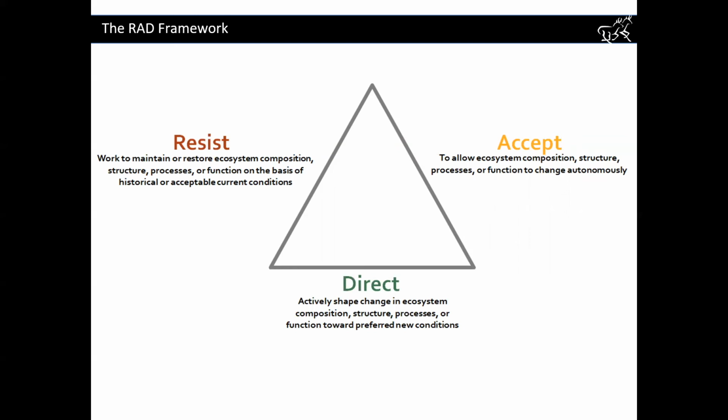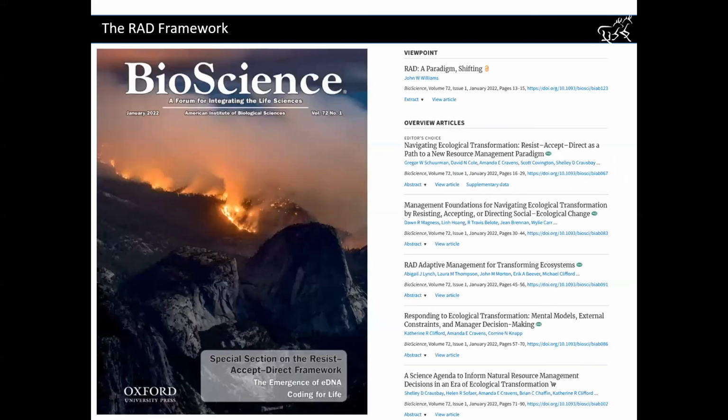Or you're going to accept the changes that are just going to happen autonomously because of climate change or because of global change. You'll accept that complete turnover of the community, or you can direct it and actively shape the direction, the ecological trajectory your system takes. So the RAD framework, we recently put a special feature out in BioScience.